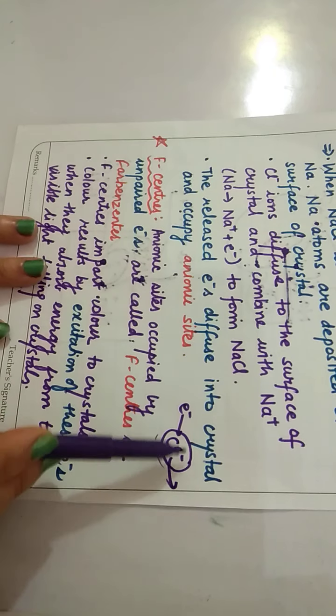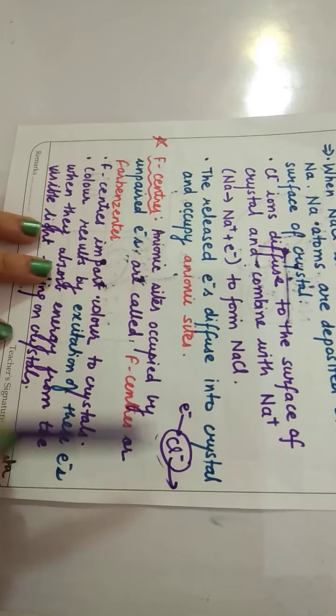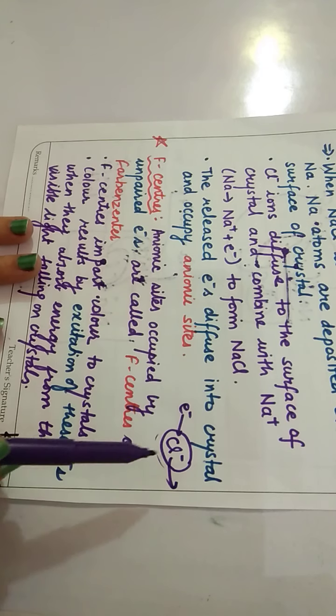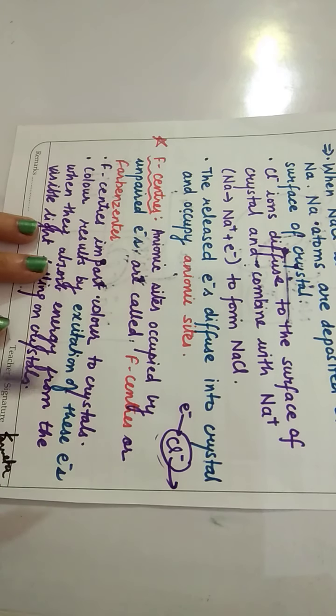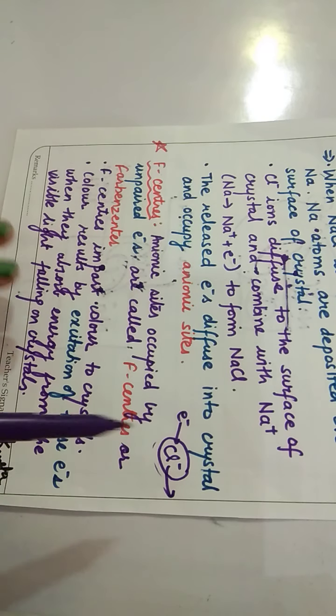Now these F centers, that is the anionic site which is occupied by the electron, impart color to the crystal, that is, you can see NaCl is a colored crystal. Now what will happen exactly?